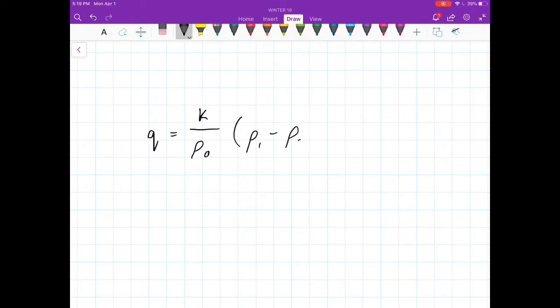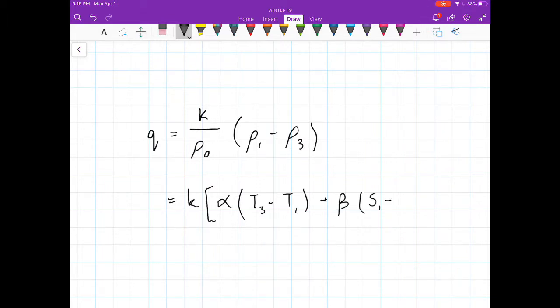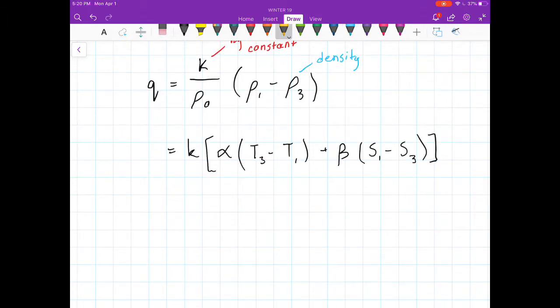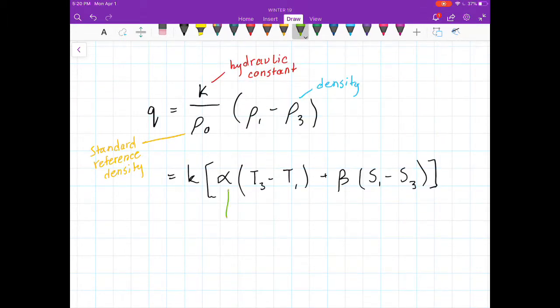Today we're going to look at a simplified version of the equation used to determine the strength of thermohaline circulation. It breaks down into smaller components where we can see already that temperature and salinity play a major role. Let's look at each of the terms. K represents the hydraulic constant. Rho represents density, which we then break down. Rho naught is a standard reference density. We can break rho down into further smaller components.